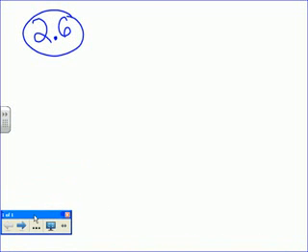So a couple things from 2.6. We were talking about place value, and yesterday we were talking about powers of 10. So we're going to kind of combine those two things together.